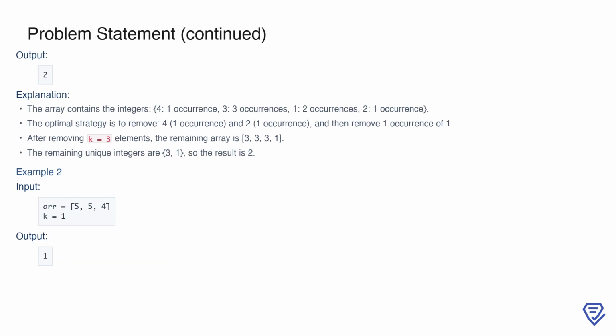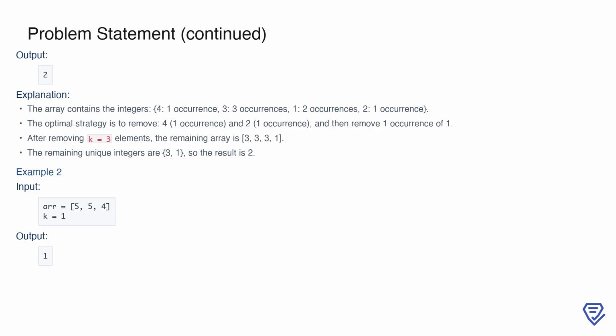Let's go through the first example. The input array is 4, 3, 1, 1, 3, 3, 2, and k is 3. This means we need to remove exactly 3 elements from the array. To minimize the unique integers, we analyze the frequency of each element. 4 appears once, 3 appears 3 times, 1 appears twice, and 2 appears once.